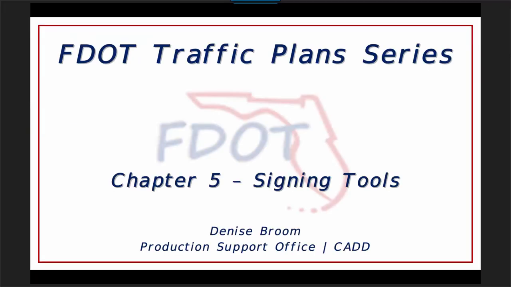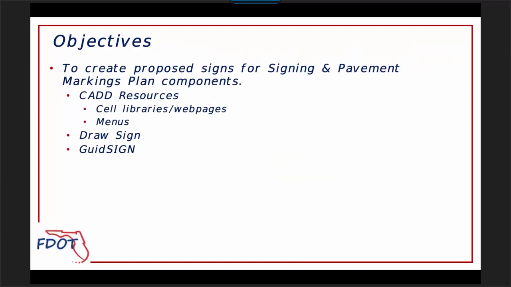So this week we're talking about Chapter 6 of the Traffic Plans Manual, and it is going to be on signing tools. The signing tools are draw sign and guide signs. We will spend most of this webinar talking about draw sign, guide signs just a little bit, and I also want to point out some of the resources that we do have. We have some cell libraries as well as web pages, as well as options on our menus in order to get to the signing tools.